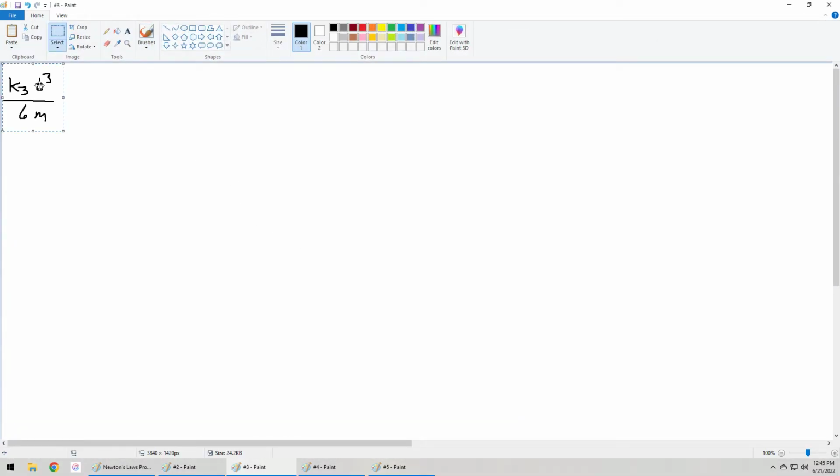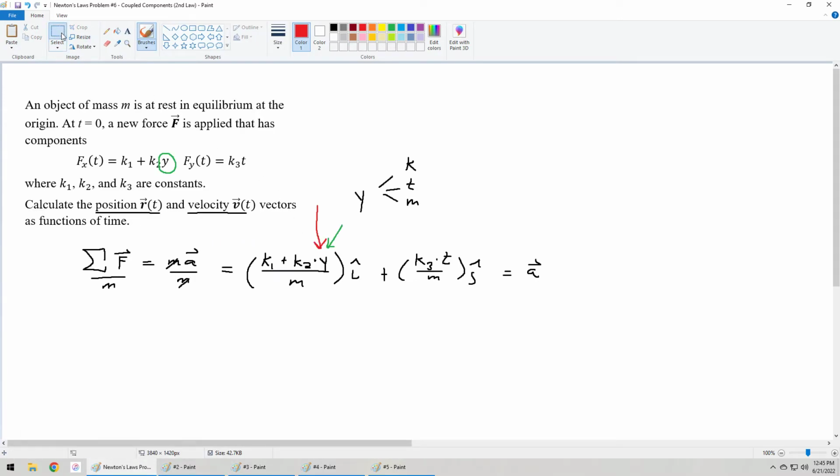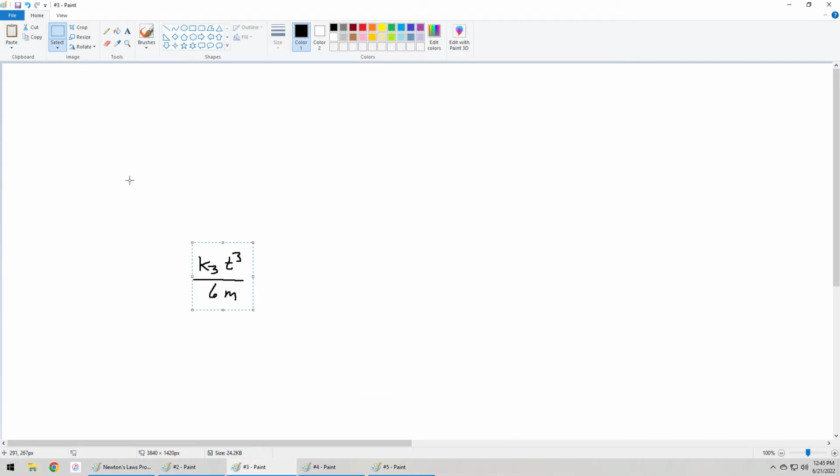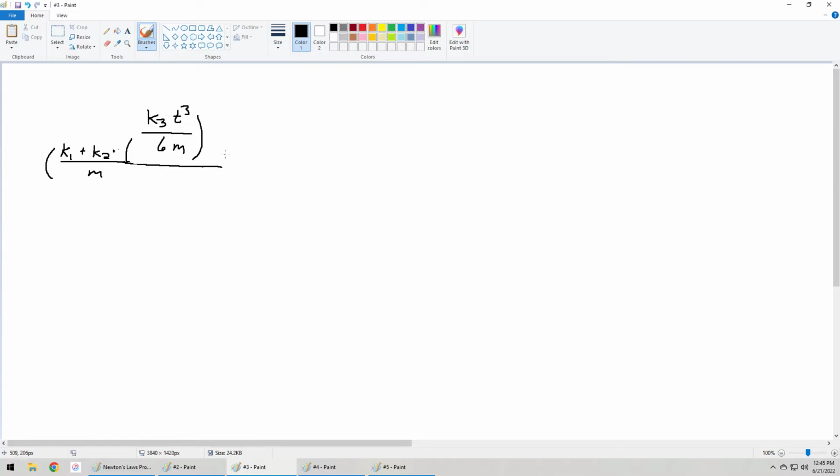And let me go to a fresh page. I'm going to put that here. And the x component of the acceleration is this expression right here. So what I'm going to do is erase what I have listed for y. I'm going to extend this out a little bit. I'm going to say, here is what y was, this expression right here. It's not going to fit in there very nicely, but hopefully you'll get what I mean. This is the x component of the acceleration.